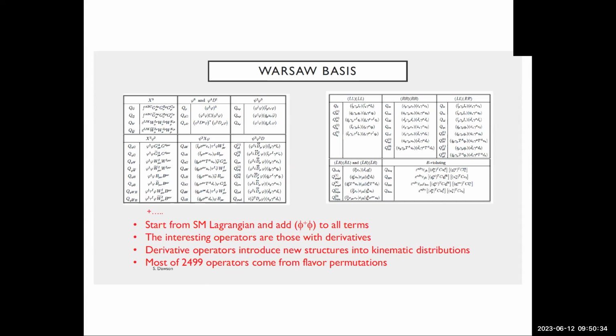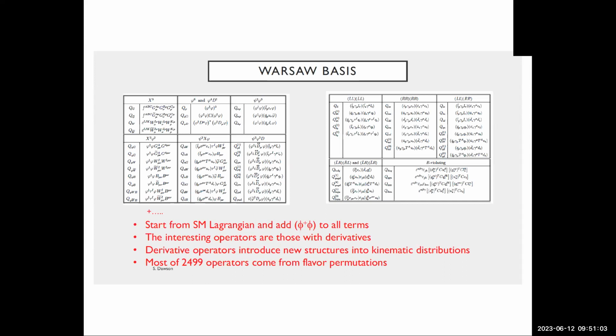So here are 2 fermions, and here are 2 Higgs particles with a derivative. So the interesting kinds of operators are the ones where you put in derivatives. Because when you put in derivatives in your new interactions, what are you doing? You're changing the kinematic structure of the interactions. So this is something you might be able to measure, a change in the kinematic distributions due to the presence of this new physics.